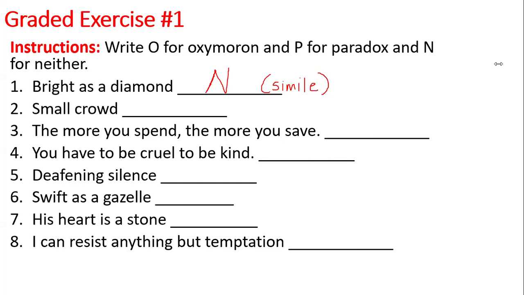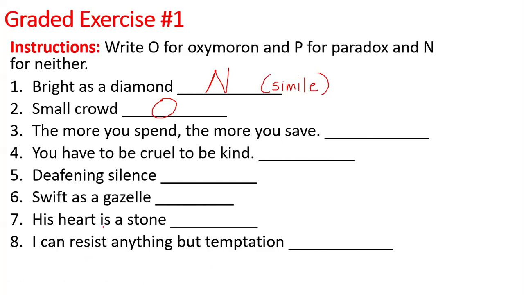What do y'all have for this one? I have O. You have O. Why do you have O? Because a crowd is usually large. A crowd isn't small. Basically they are opposite. They're opposite. Very good.